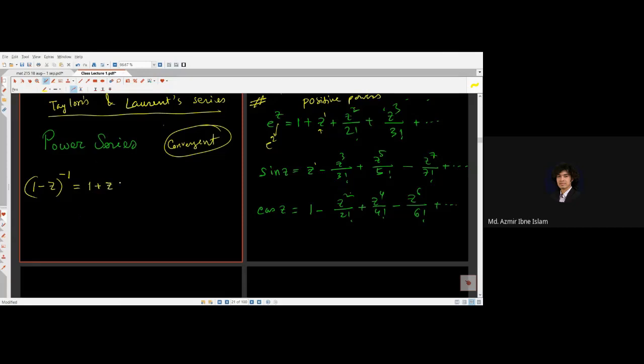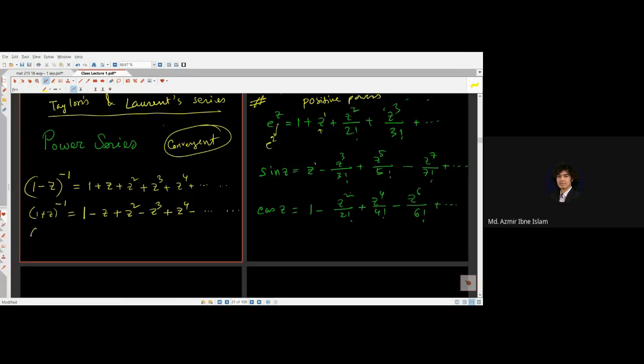So actually try to note this down. It will be 1 plus z plus z squared plus z power 4, up to infinity. This is a formula. If we have (1 plus z) power negative 1, it will be 1 minus z plus z squared minus z cube plus z to the power 4, and so on up to infinity. One term is positive, then the next term is negative, then one is positive, then the next is negative. So this is for (1 plus z) power minus 1.